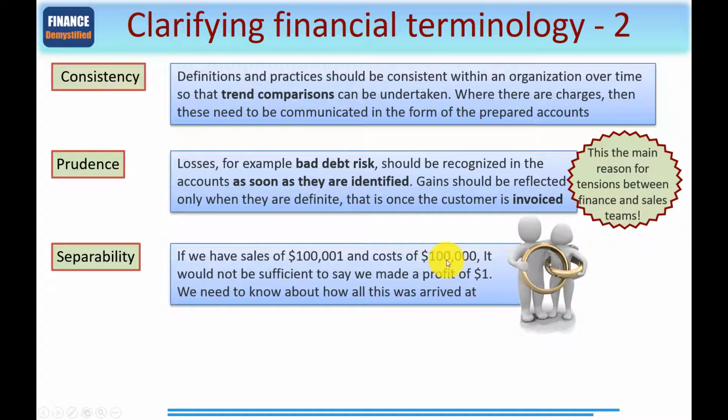Sometimes it means stating the blindingly obvious at the time, but when referring to such financial records later, there may be some cause of confusion. Separability makes sure that that doesn't occur.